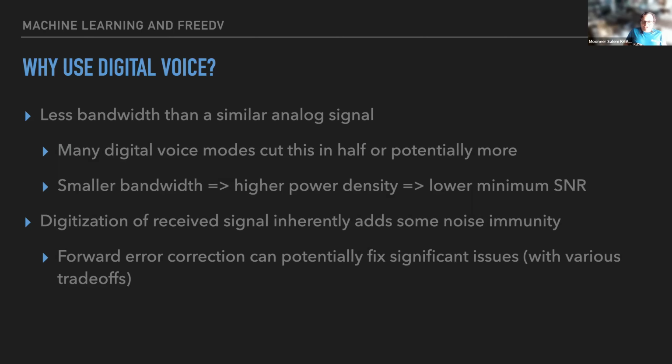Depending on those trade-offs, you can actually fix a lot of issues with the received signal and get back something that's usable. But a bigger reason that people use digital voice is that it typically takes less bandwidth than a similar analog signal. For reference, sideband is about 3 kilohertz wide and FM is about 12 kilohertz plus. Depending on the digital voice mode, you can cut that in half or even more. And with a narrower signal, you typically have more power density, and that on its own reduces the minimum signal-to-noise ratio. That's why, for example, CW tends to get out when nothing else does.